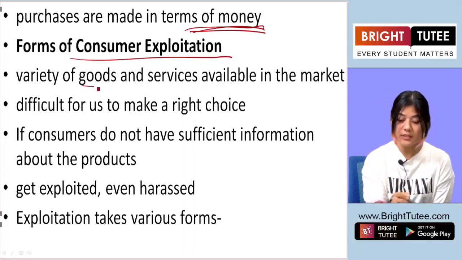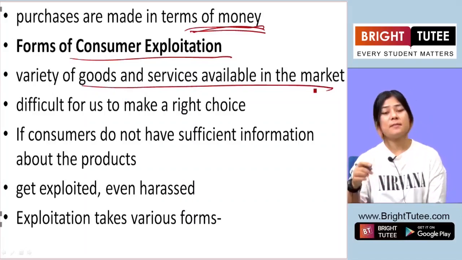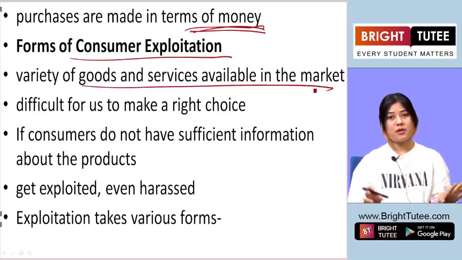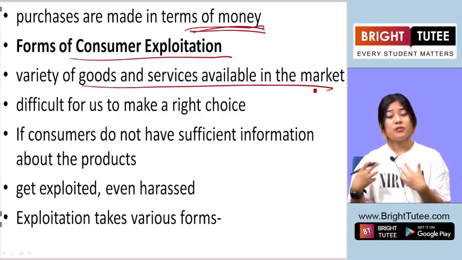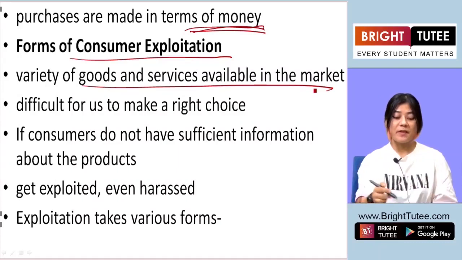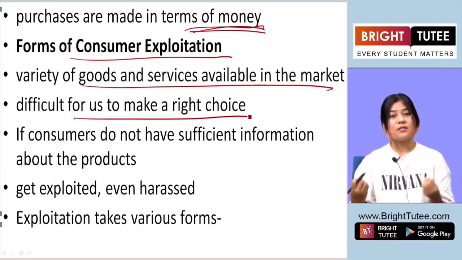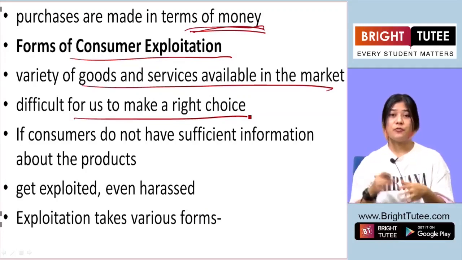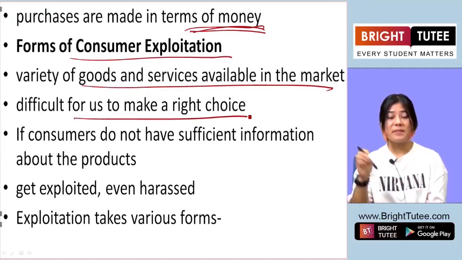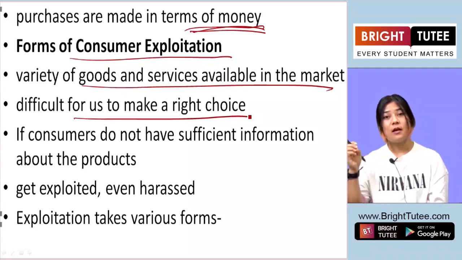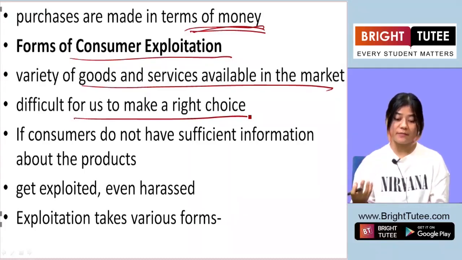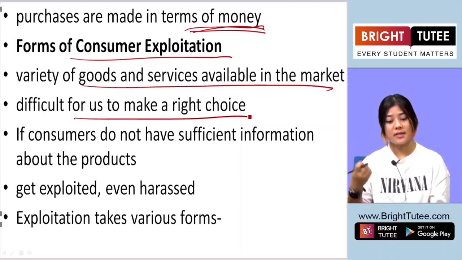Now, a variety of goods and services are available in the market. When we go to the market, we see different kinds of products, different kinds of services being offered to the consumers, right? So, it becomes very difficult for us to make the right choice, right? You go to buy a piece of cloth or trousers. There are so many choices for you in the market, and it becomes very difficult for you to pick the correct one, or pick the one that is good for you, that is not highly priced, right? It becomes very difficult.